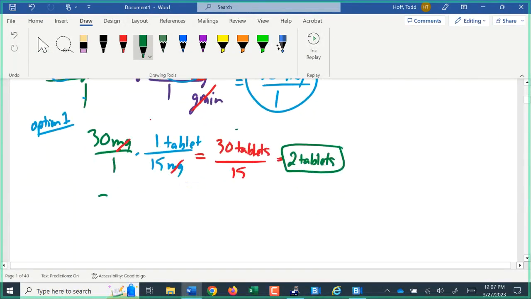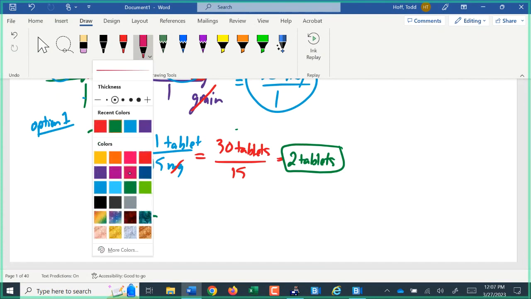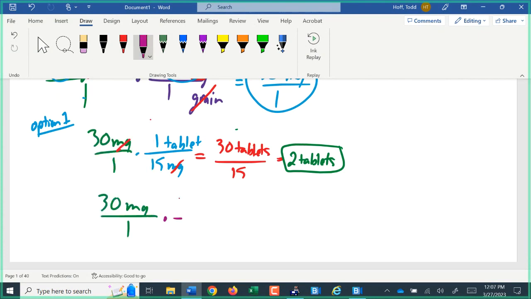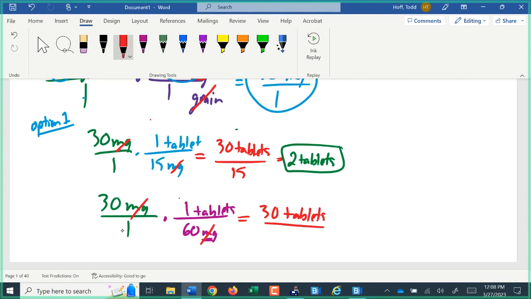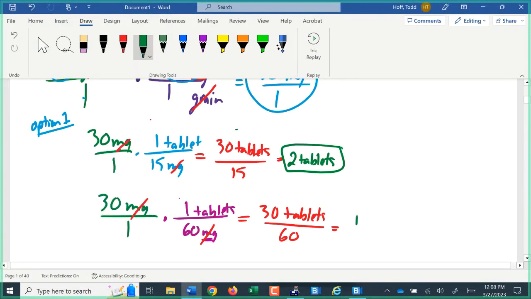Option 2, well, we still need to give 30 milligrams, but option 2 was 60 milligrams per 1 tablet. So the milligrams still go on bottom so that they cancel out. Tablets still go on top, just the amounts are different. So on top, 30 times 1 tablet is still 30 tablets. On bottom now it's 1 times 60 is 60. That divides out, 30 divided by 60 is 0.5 or 1/2 of a tablet.